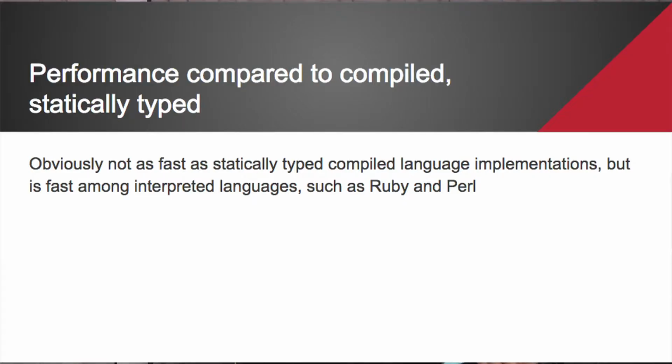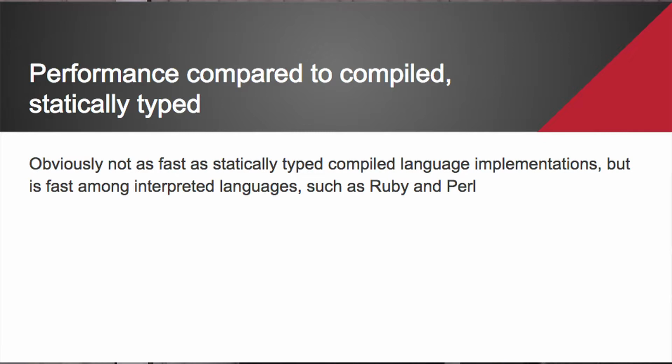Okay, performance compared to compiled statically typed languages. Obviously, it's not as fast as those languages, but among dynamically typed interpreted languages, such as Ruby and Perl, it's actually pretty fast. It's most of the time faster than Ruby, and in some benchmarks it trades blows with Perl, but generally among those languages, it's among the faster ones. And remember, this is with CPython, the default interpreter. There are other choices to go way, way faster if needed.